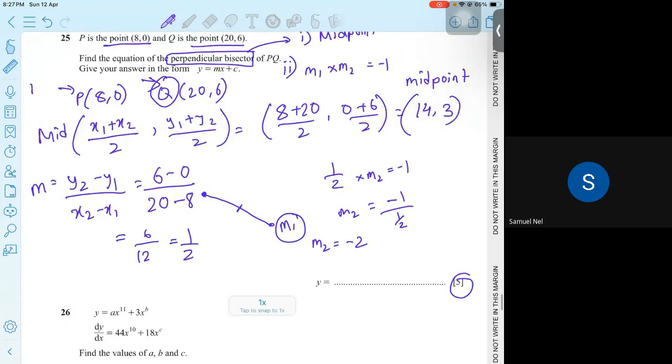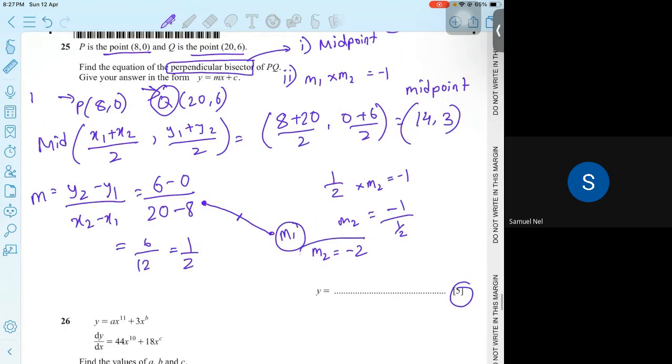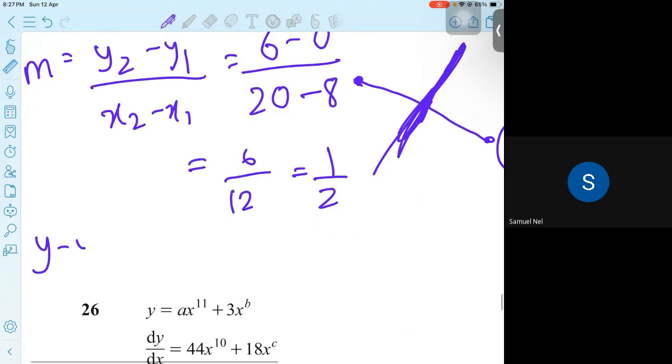So with that being said, the last thing we have to do, this gives me 1 more mark. The last thing I have to do is now form the equation of the perpendicular bisector. So this perpendicular bisector with a gradient of -2 is now going to go through this midpoint, and I have to find this equation now. Okay, how do I do this? y minus y1 equals m times x minus x1.